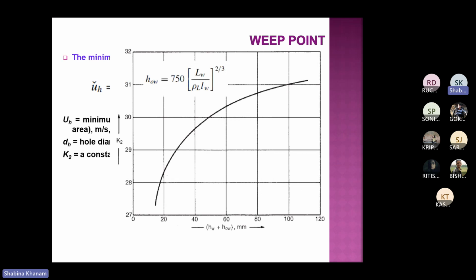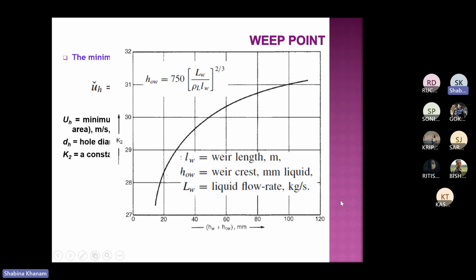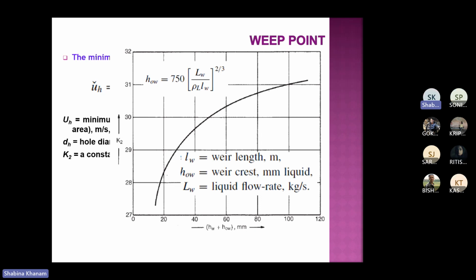Okay, so in that way you can calculate HOW, which is called the weir crest. And weir length, I hope you understand that. How to find LW, small LW, that we need to discuss. And LW is basically the liquid flow rate.